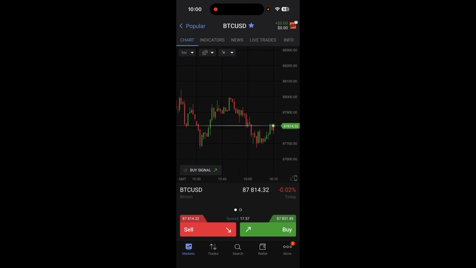On the bottom we can see there's sell or buy. You can tap on buy or sell to execute the trade. Your position will appear in open trades or portfolio, as I'm tapping on the buy on the bottom right.